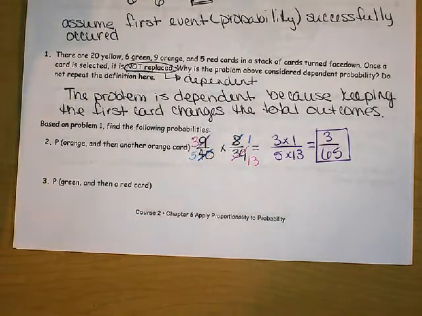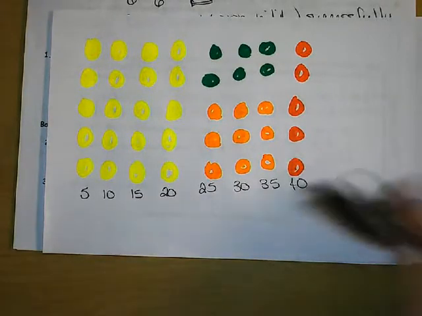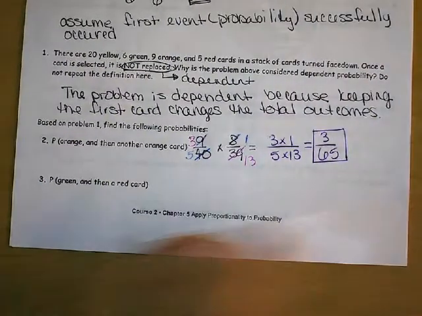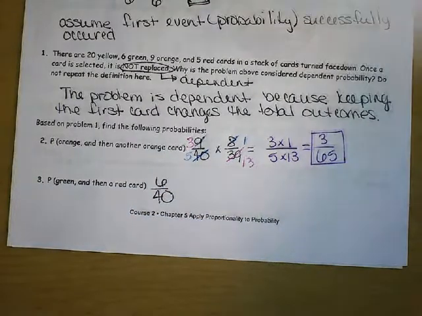Let's see if we can do that again with number 3. The probability of a green and then a red. So if we take a look at our circles or cards, what is the probability of selecting a green the first chance? You are correct. It is 6 out of 40. So the probability of a green is 6 out of 40.